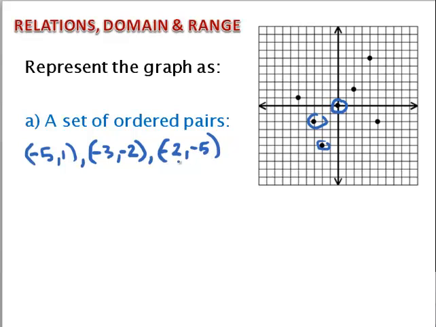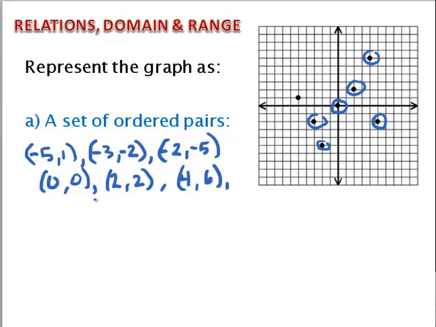And then we'll do this one. That one's at 0, 0. So that one's easy. That's called the origin, if you'll remember. This point is 2, 2. And this point is 4, 6. And our last point is at 5, negative 2. Okay, so we've written those ordered pairs to represent the relation.